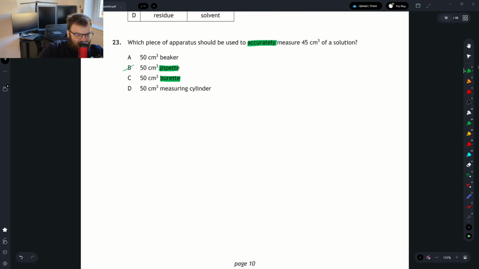Although pipettes are accurate, they couldn't measure 45 centimeters cubed. A 45 centimeter cubed pipette would be able to do that, but they don't really intend to make them in all the different increments. They would just have set values of 10, 25, 20, 50, whatever it might be. And that makes our correct answer a burette because it's got that flexibility.